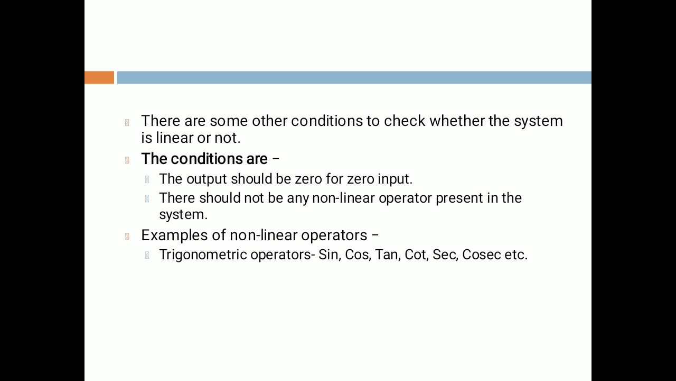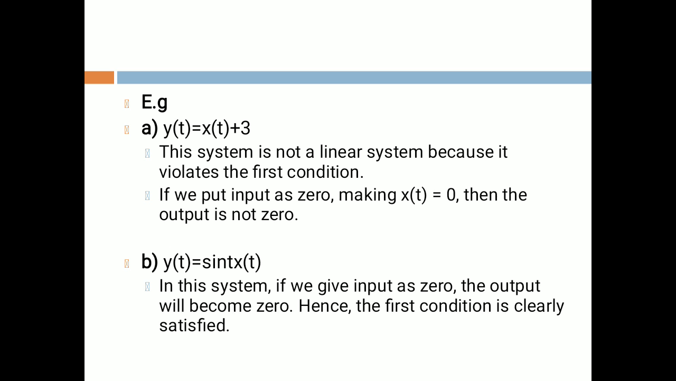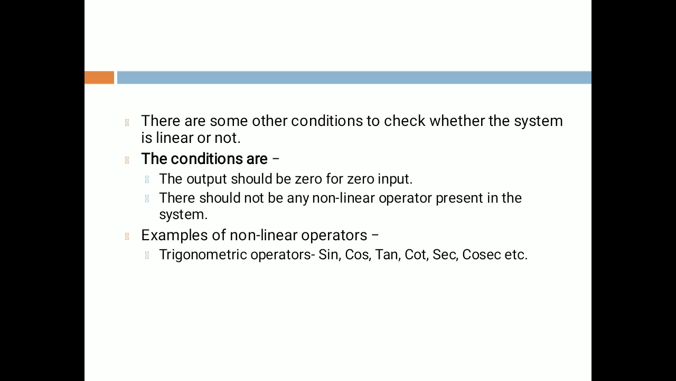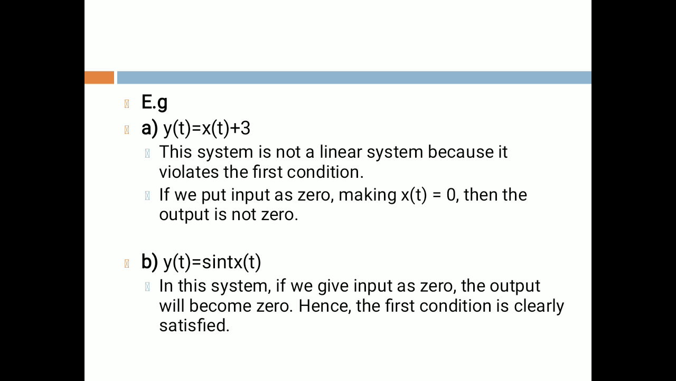And what are the conditions for a linear system? The output must be 0 for 0 input and there should not be any non-linear operator. So for example, y(t) = x(t) + 3. This system is not a linear system because it violates the first condition. How does it violate the first condition? Because for 0 input, we want output as 0.